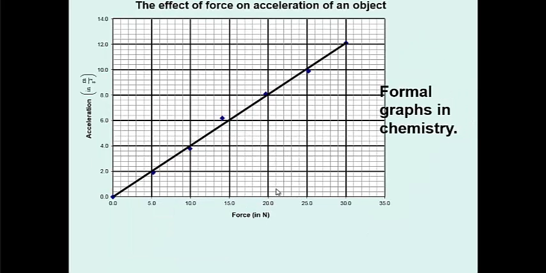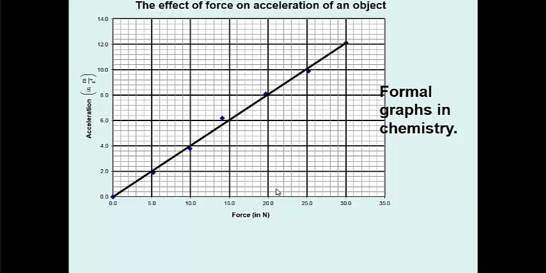Now we're going to be using formal graphs in this class. So that was formal tables. That's the basics of a formal table. In a formal graph, there are certain things you have to have as well. Notice the title at the top. The title should be centered above that graph.